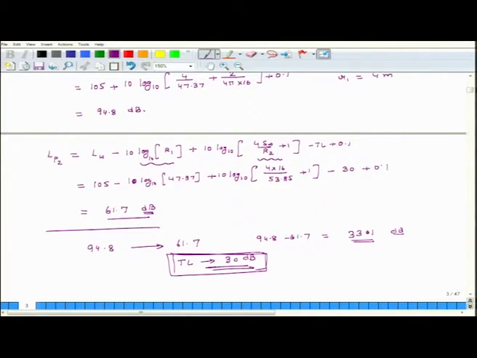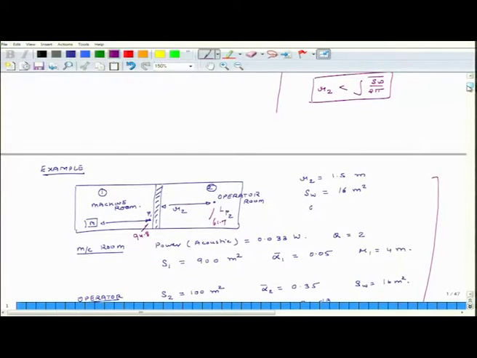A lot of times, and this is a very common problem, people ask that their operator room is lined with sound absorbing materials, and still they think that the sound level in the room is very high and they want to reduce it. And the question is, if you increase the quality of this sound absorbing material in this room, will that reduce the sound pressure level in this room significantly?